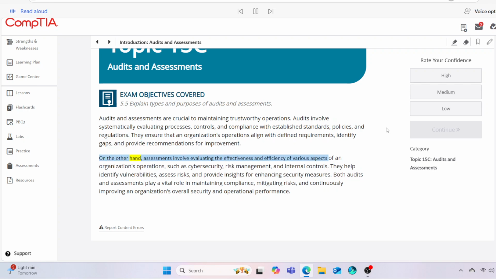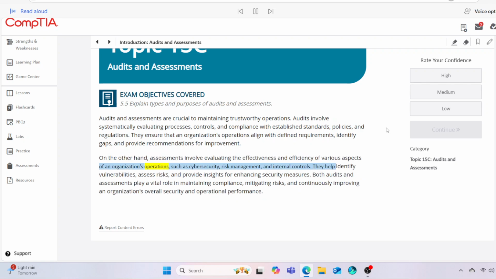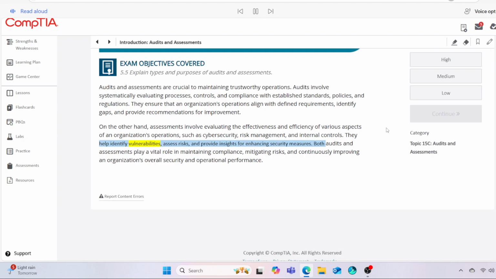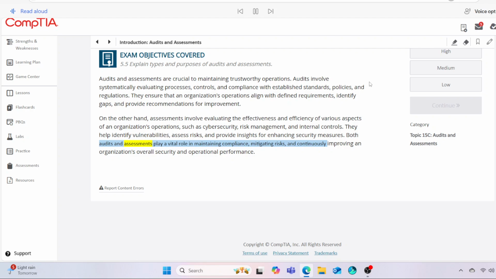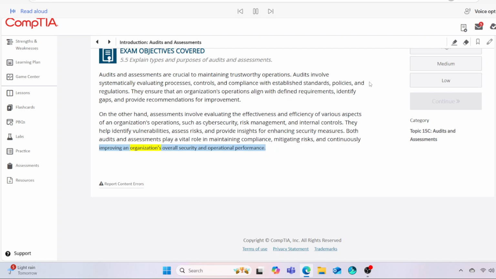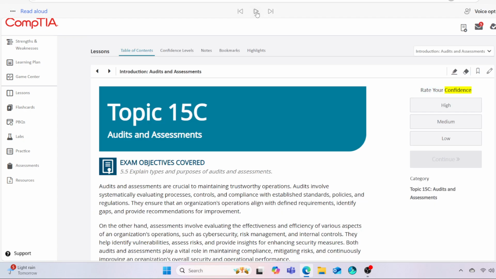On the other hand, assessments involve evaluating the effectiveness and efficiency of various aspects of an organization's operations, such as cybersecurity, risk management, and internal controls. They help identify vulnerabilities, assess risks, and provide insights for enhancing security measures. Both audits and assessments play a vital role in maintaining compliance, mitigating risks, and continuously improving an organization's overall security and operational performance.